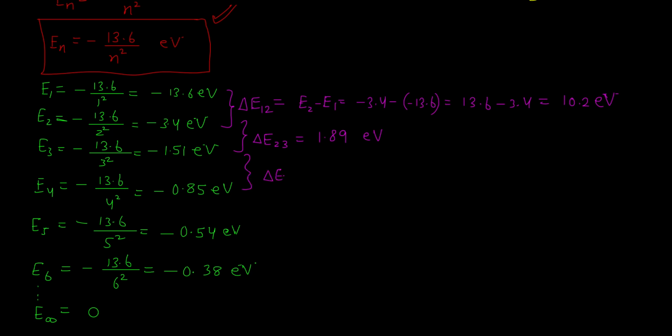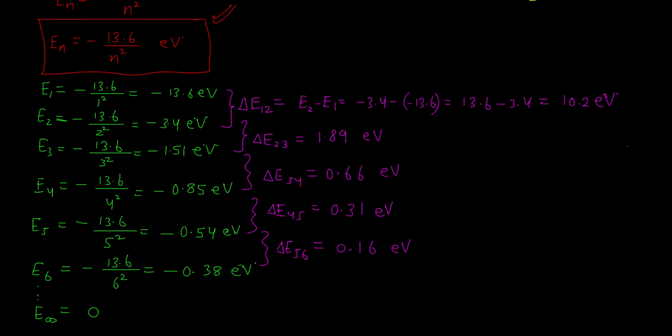And for the third and fourth, ΔE34 will be 1.51 minus 0.85, so it will be 0.66 electron volt. For the 4th and 5th, ΔE45 will be 0.85 minus 0.54, so it will be 0.31 electron volt. And ΔE56 will be 0.54 minus 0.38, which is 0.16 electron volt. And at infinity it is 0, that we will take as it is.